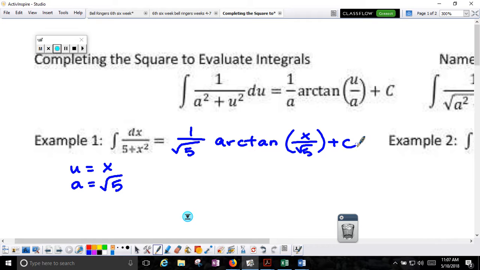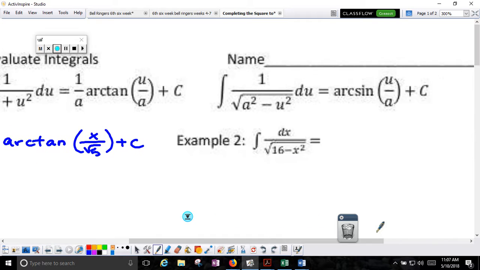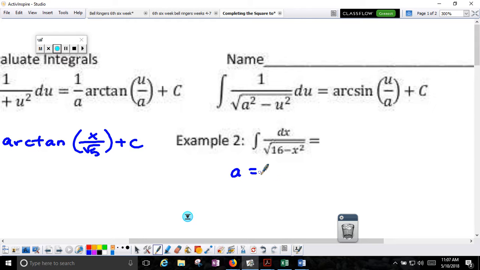Okay, let's take a look at example 2. So example 2, likewise, it matches pretty much with the formula above. So in this case, our a squared is 16, so a is just 4. Our u squared is x squared, so u is just x. Then plugging into the formula, we have arcsine of just u over a plus c.